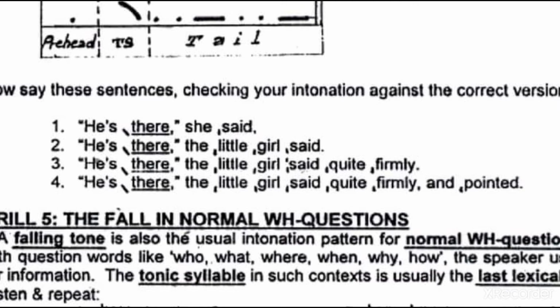Number 3, he's there, the little girl said quite firmly. So the little girl said quite firmly is the tail. He's there, the little girl said quite firmly and pointed. In this sentence, the tail is the little girl said quite firmly and pointed. So always explanations in conversations or in dialogues, they are extra information, so they belong to the tail.